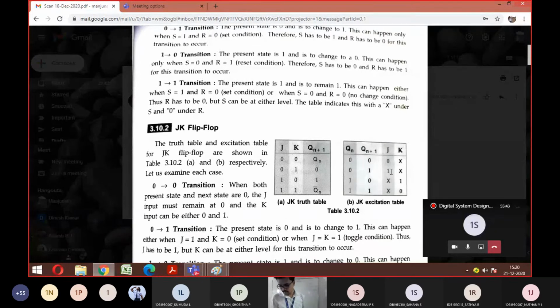So where is the 1 here? I think 1 is there here. J equals 1. I think it's visible. J equals 1, corresponding Qn is 0 and Qn plus 1 is 1. So what should you do now? How to write the equation from this excitation table? Can you tell me what the equation is? What is your Q plus now? The next state. You tell me the equation from that table.